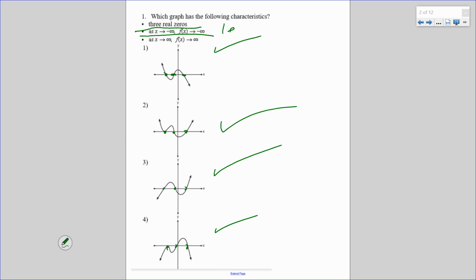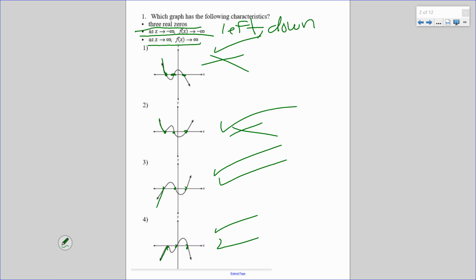is left. F of x approaches negative infinity, that's down. As this one goes to the left, this is going up. That's approaching positive infinity, not going to be it. This one also is going up to positive infinity. That's not going to be it. This one is going down to negative infinity. That one checks out. This one is going down to negative infinity. That one checks out.